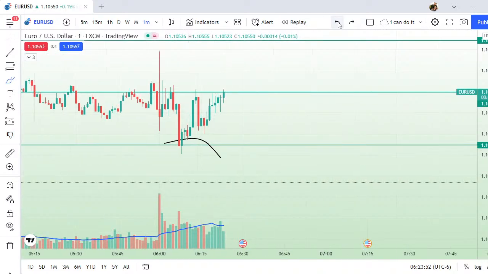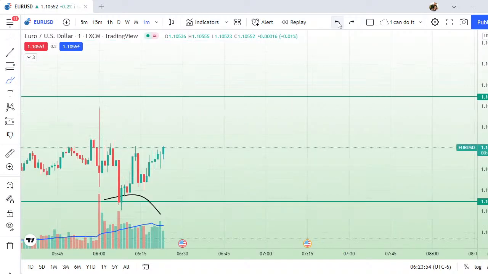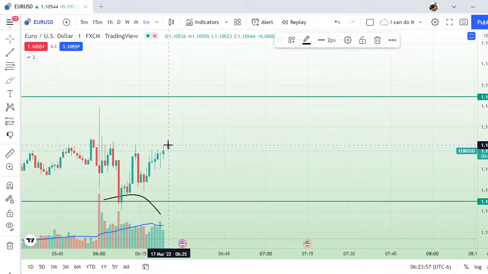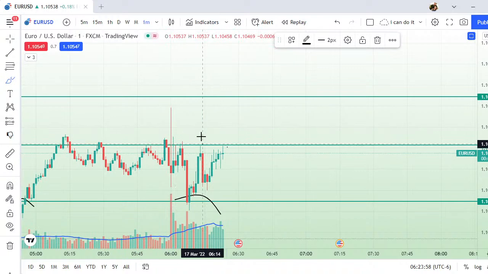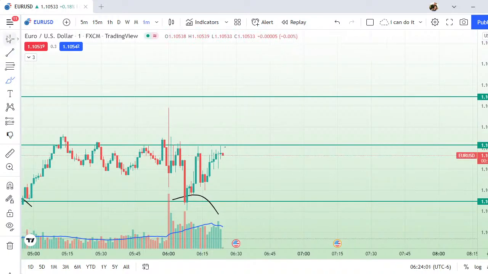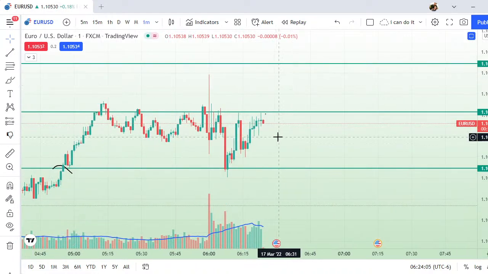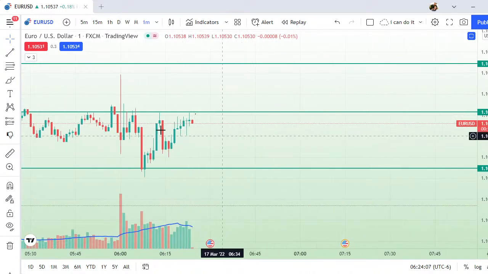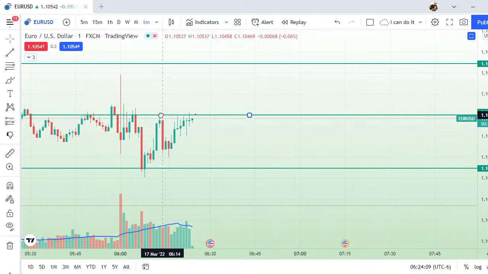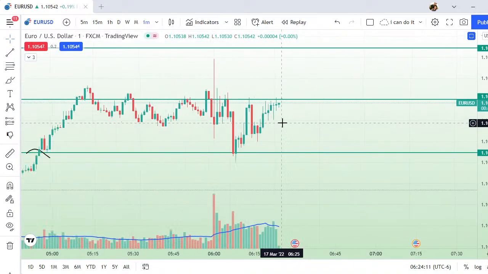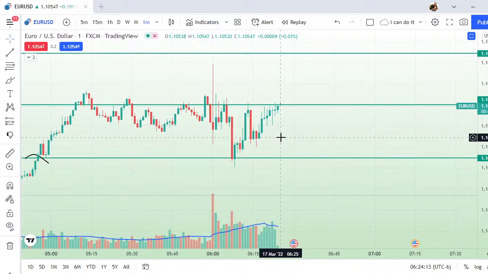I'm gonna take a trade in a retrace area, and let's wait for it. No, it did not even give a breakout. Okay, still got 40 seconds left. Let it break out and let it retest.